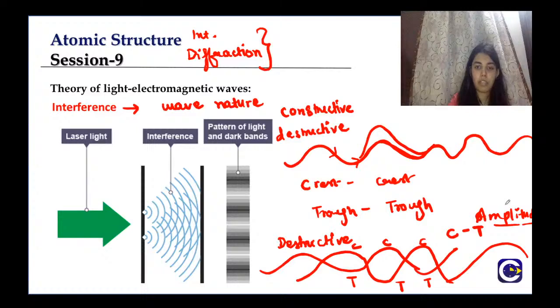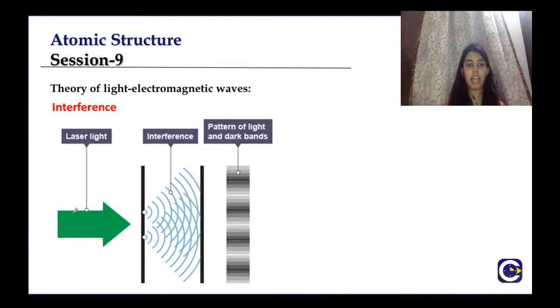Now let us look at this diagram. Laser light, so one will be passing from here and one will be passing from here. At times when they have constructive interference, they will show dark bands. At dark places, can you see this? They are having constructive interference, right? While at the lighter places, can you see that they are having destructive interference? So this is how two electromagnetic waves can interfere with each other.